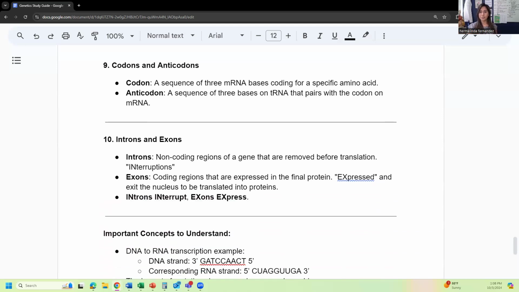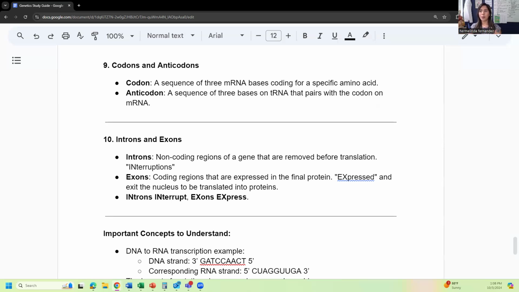Introns and exons. We need to understand the differences between introns and exons. Introns are non-coding regions of a gene. They're removed before translation, so think of interruption. Introns are interruptions. Exons are coding regions of genes that are actually expressed in the final protein. So think of exons, they exit the nucleus to be translated into proteins.